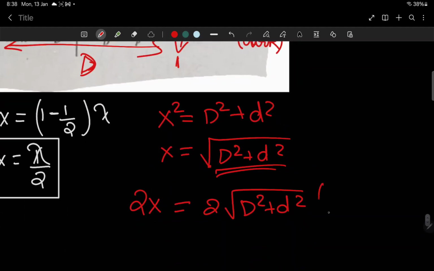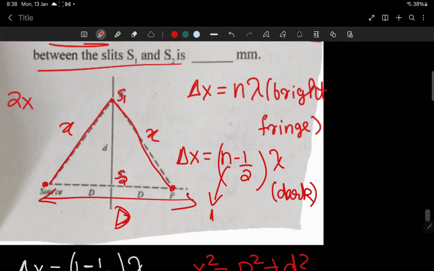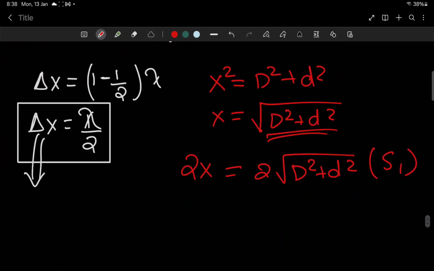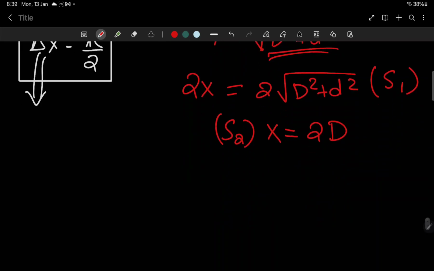Now this is according to slit 1. According to slit 2, it is just 2 times d. So now path difference is what? 2x minus 2d. That is equal to lambda by 2.